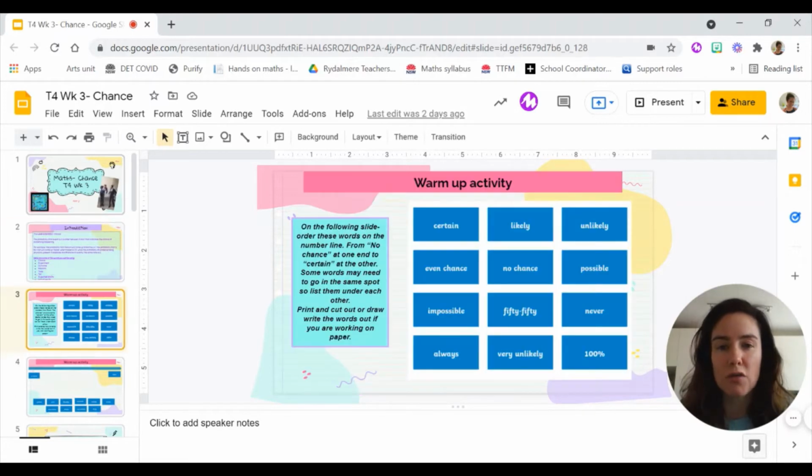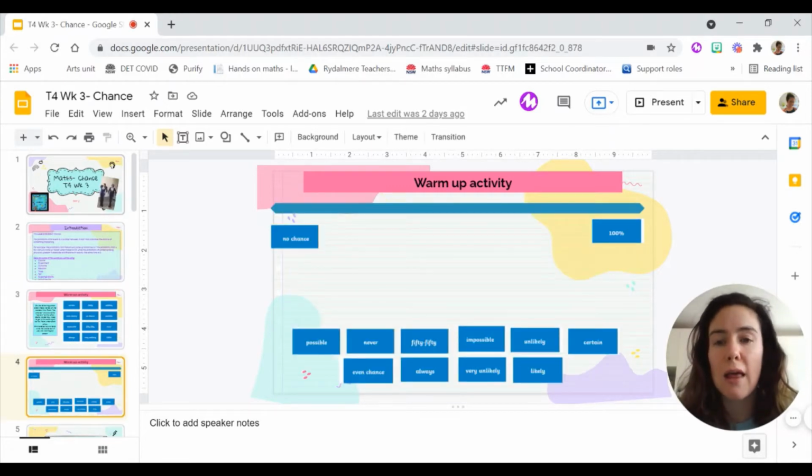So our first warm-up activity is to have a look at the chance words that we have here, and you need to order them on the number line on the next slide. You can either cut them out and stick them, or you can use the next slide to order them. So let's have a look.